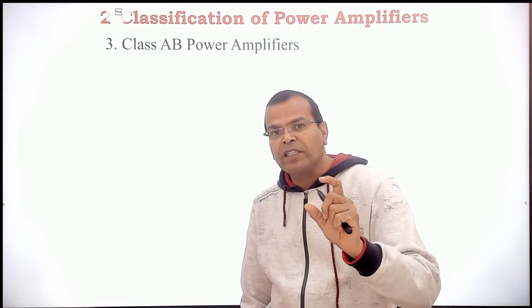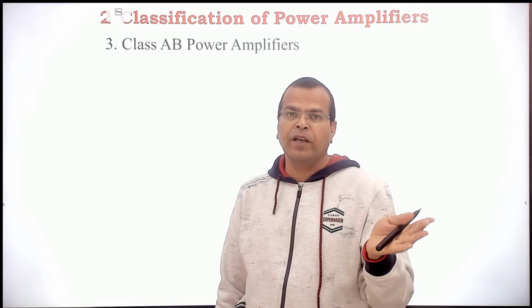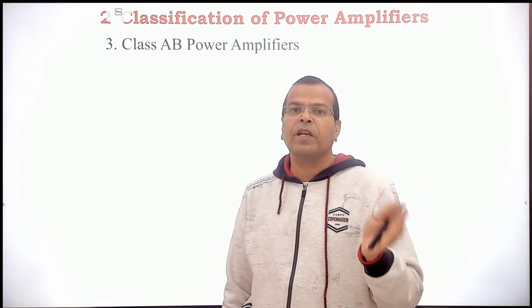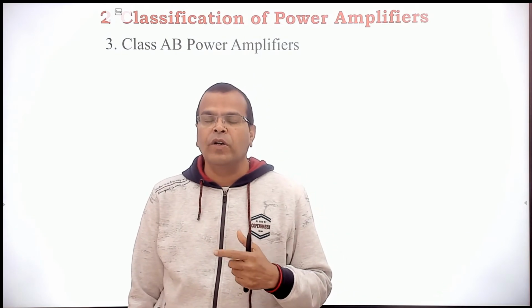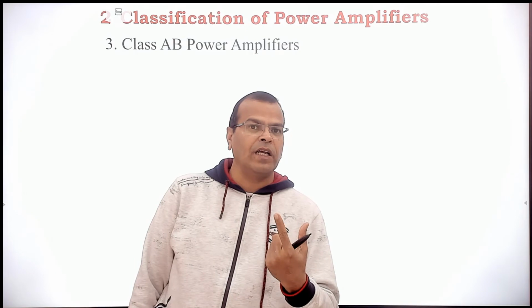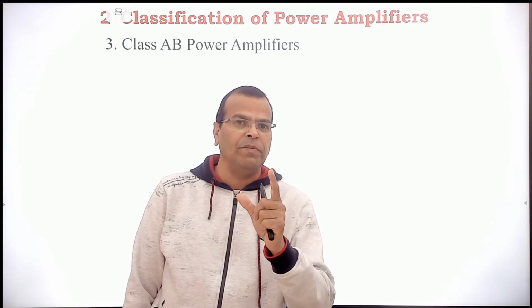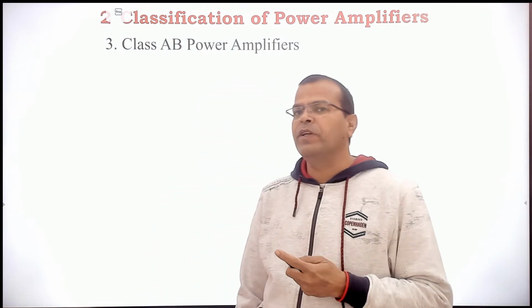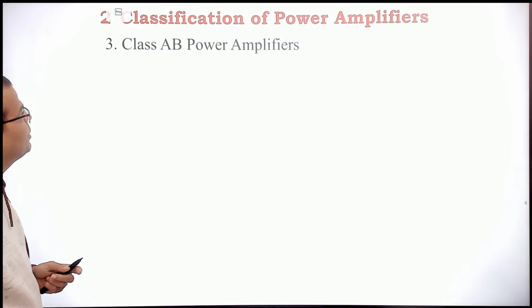Distortion is less than class B operation but more than class A, because in case of class A it is pure sinusoidal. So distortion is between class A and class B. Efficiency, your losses will be less than class A but more than class B because the device is remaining on for more than half cycle. So losses will be more. So efficiency is between class A and class B. So let us see points related to class AB operation.